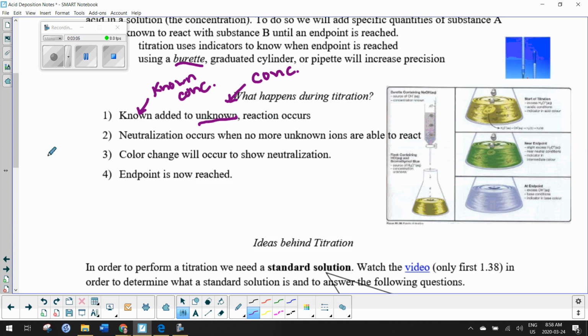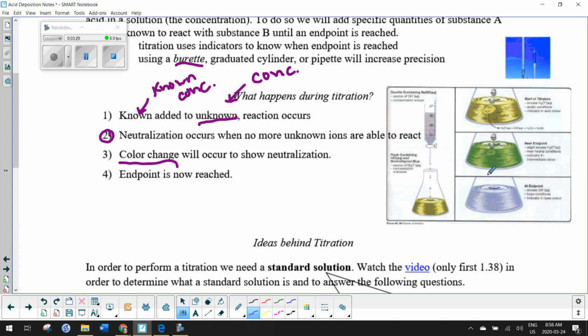Step 2 is when neutralization actually happens. This is when no more of the unknown ions are able to react. A color change is what you will watch for in order to determine whether or not neutralization has happened. As soon as that color has changed, endpoint has been reached and neutralization has happened.